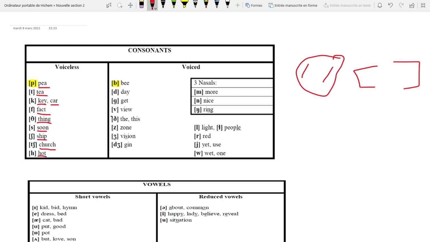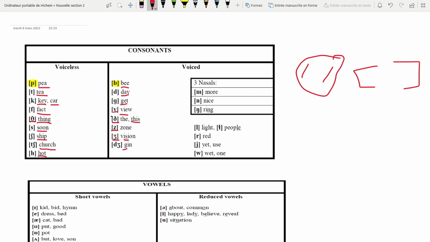We have b, then we have d, such as day. We have g, such as get, then the y sound as in view, and then we have the voiced th. This is not the voiceless th, this is the voiced th, such as the itself or this. Then we have z, such as zone, and we have the sound in vision. Then we have j, such as gin.